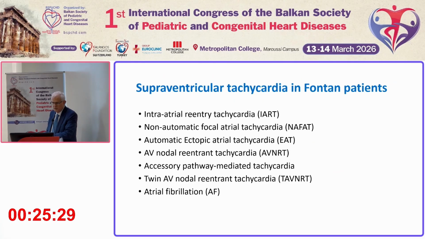Various types of arrhythmias are seen after a Fontan, including the intraatrial reentry tachycardias, the automatic tachycardias, which can be either focal automatic or reentry focal tachycardias, AV node reentry tachycardia, and tachycardias related to pre-existing accessory pathways, or sometimes, as I will show, to acquired accessory pathways, the twin AV node reentry, and finally, the final common pathway of all these arrhythmias can be atrial fibrillation.